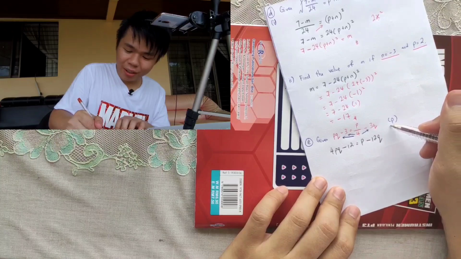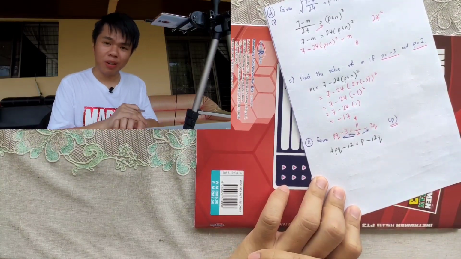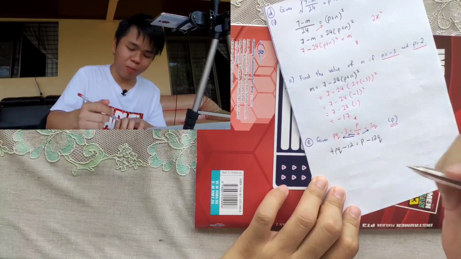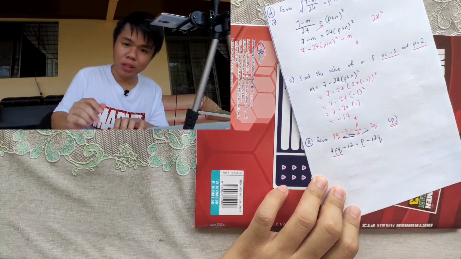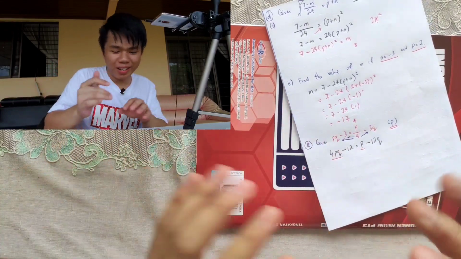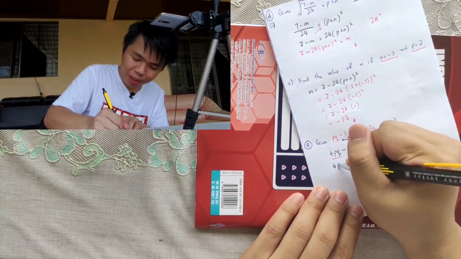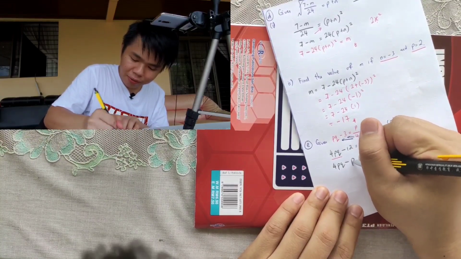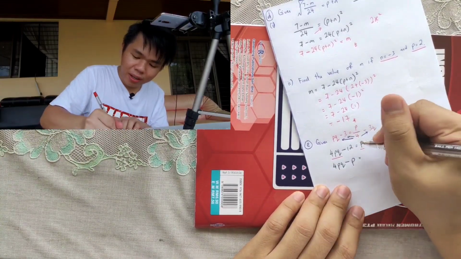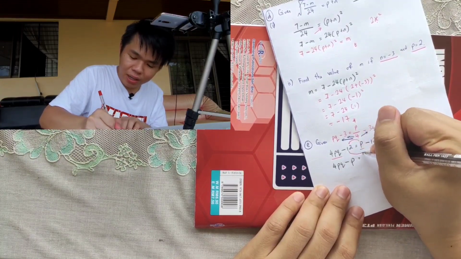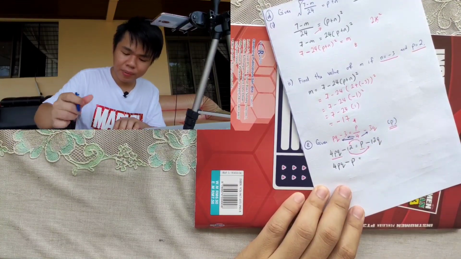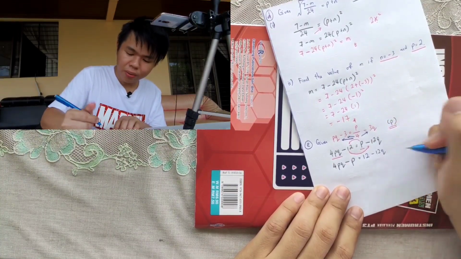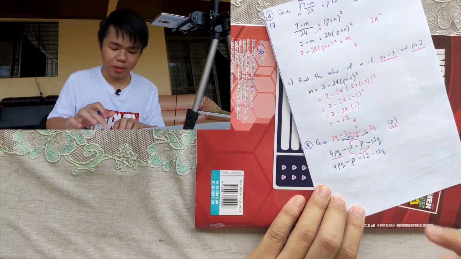Notice that the question wants p to be your subject of formula, but there are two terms with p. One is this one, one is this one, so we gather them to the other side. Here 4pq, p, drag it to the other side, it becomes negative p. Negative 12 becomes positive 12 minus 12q. 12q is still there, so no changes.